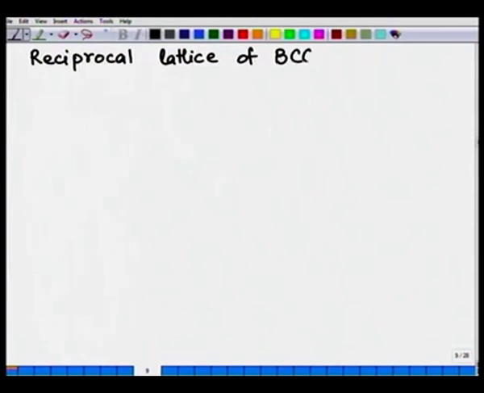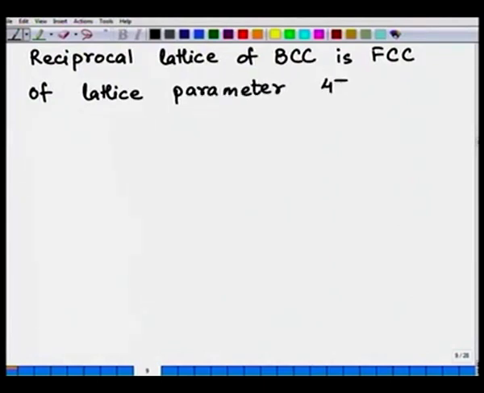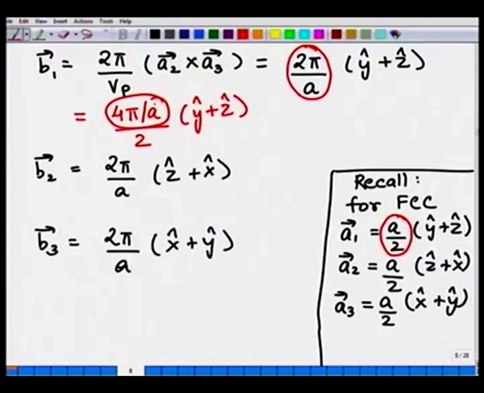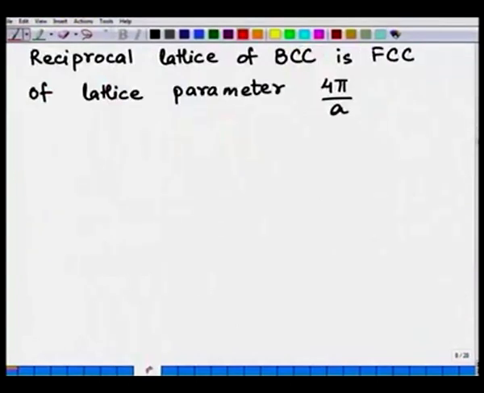Of body centered cubic is face centered cubic of lattice parameter 4 pi by A. By comparing this form, I have a 4 pi by A here and just A there. So, I am comparing these A's and 4 pi by A. If in FCC the lattice parameter is A, then in this case the lattice parameter will be 4 pi by A, which I have written here. So, that is what this will look like.